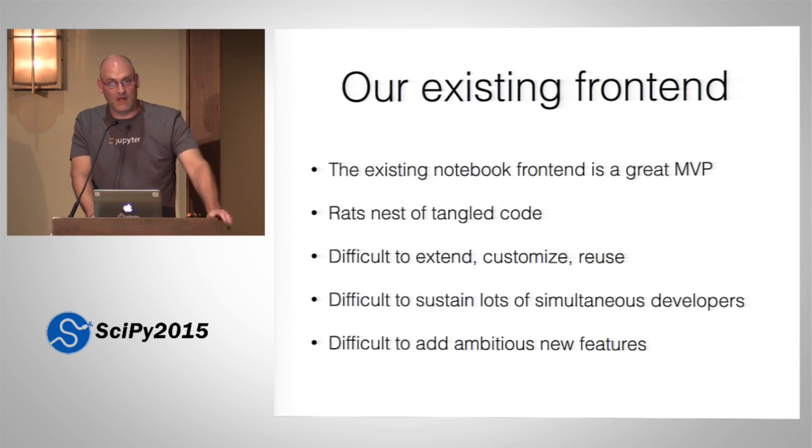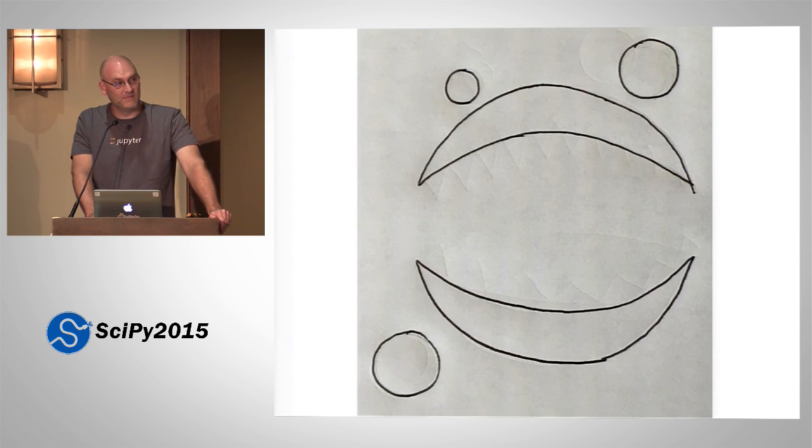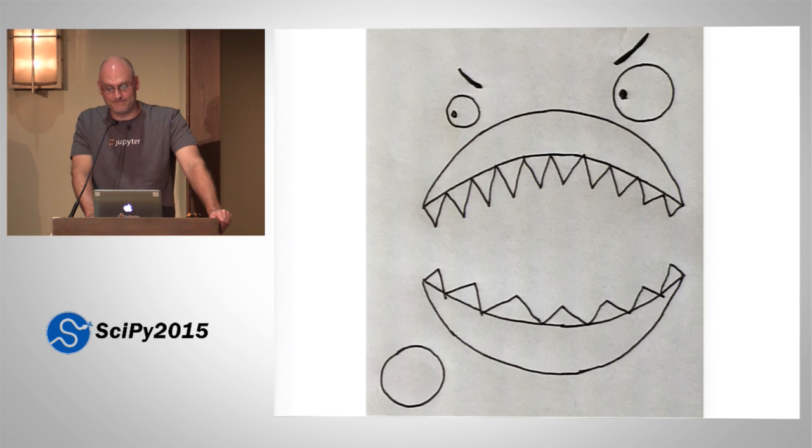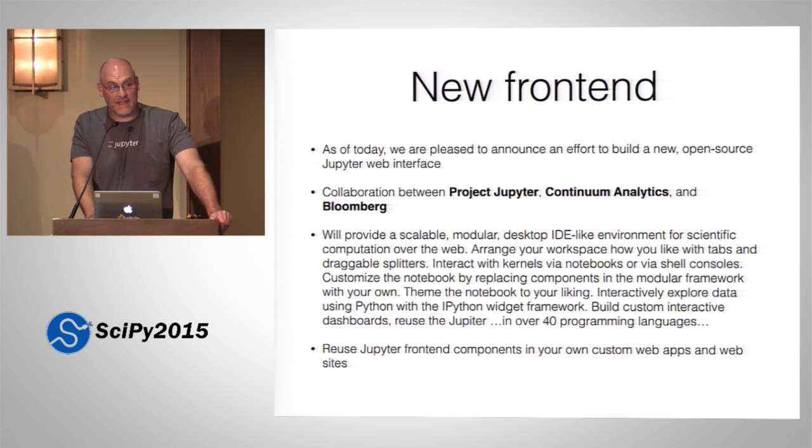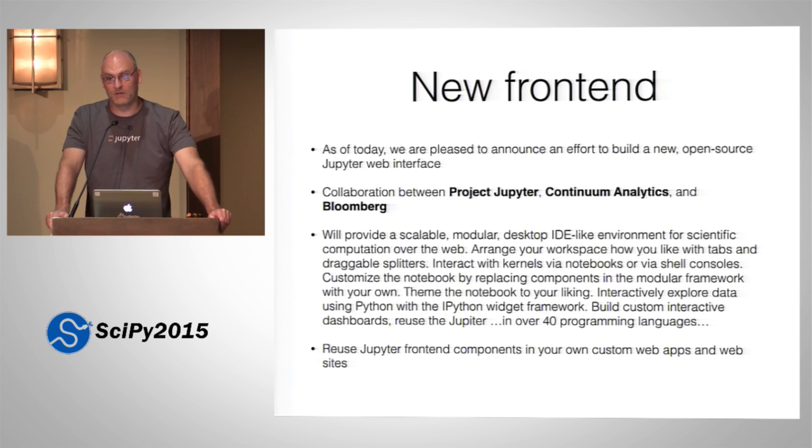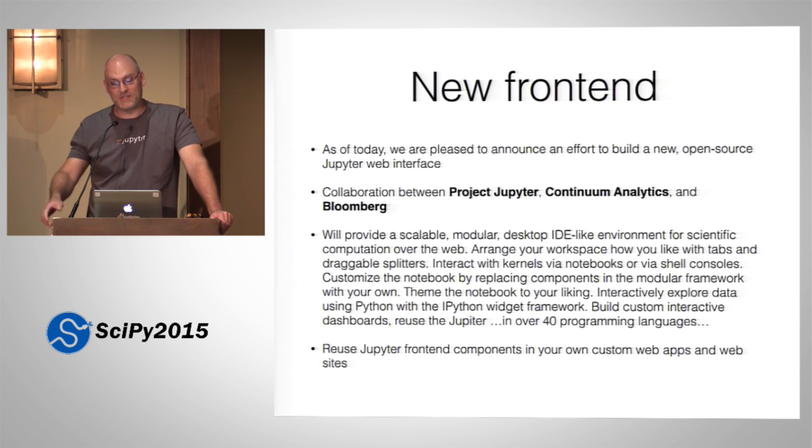Our existing front end, the web notebook that many of you use, yeah, it's great. It's a nice MVP, but it's a pain. It's really a pain to develop with, to add new features to. This makes Jupyter quite upset. We're pleased to announce today a new effort that is a partnership between Project Jupyter, Continuum Analytics, and Bloomberg to build a new notebook, more than just a notebook front end, but basically a new web interface for interactive computing, data science, et cetera. There will be a lot more details coming out over the coming months about this.